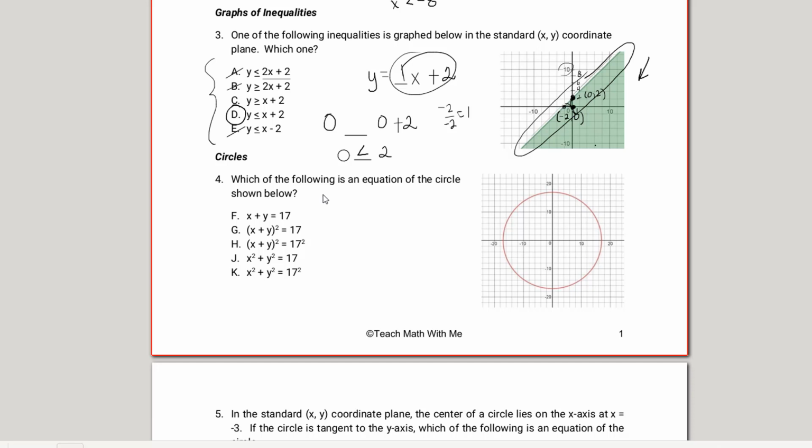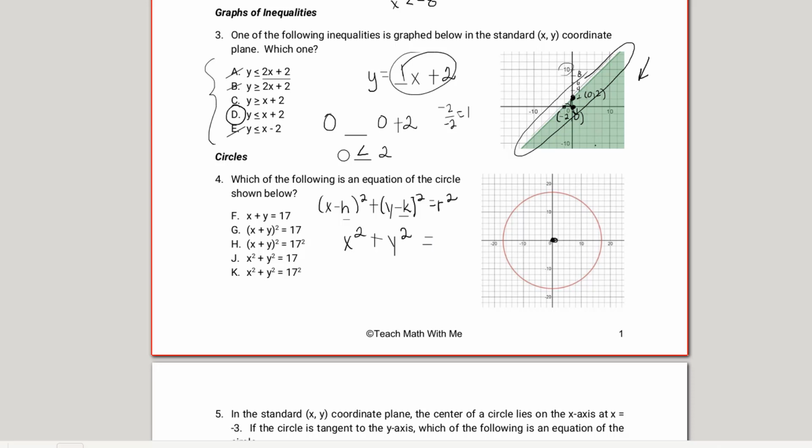Looking at number 4, which of the following is an equation of the circle shown below? As a reminder, our standard equation for a circle is (x minus h) squared plus (y minus k) squared equals r squared, the radius squared. And our h and k is our center. In our situation here, our center is 0, 0, so our h and k is 0, 0. That will cancel out to x squared plus y squared.